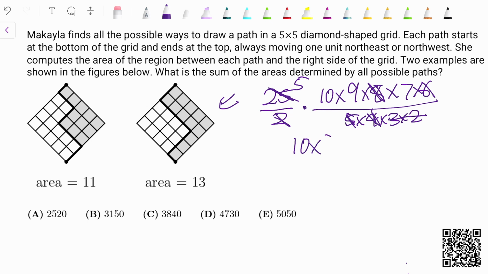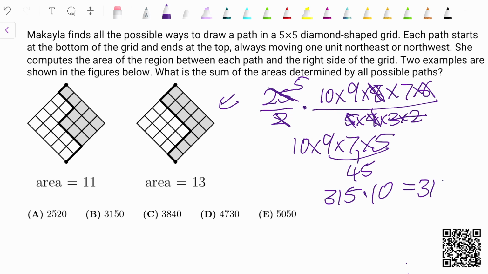10 multiplied by 9 multiplied by 7 multiplied by 5. Of course, on the bottom, there's still the 1 that we can't simplify with anyone, but nobody cares about it anyway, so let's just leave that for now. Now we can multiply 9 and 5, so this is 45. 45 multiplied by 7, a little bit of mental arithmetic, that's 315. Multiplied by 10, this is 3150. Therefore, the answer is B, 3150.